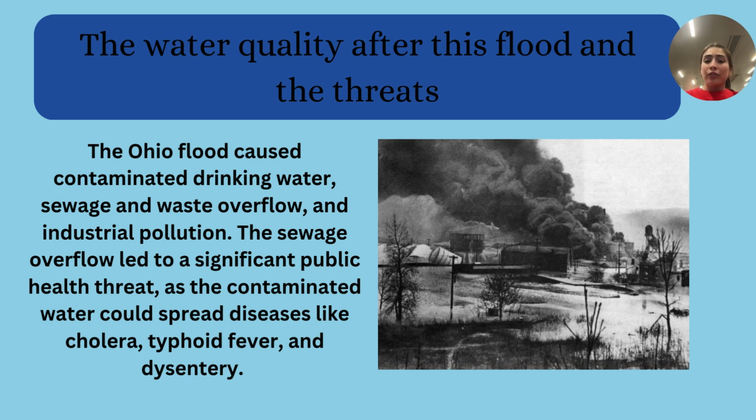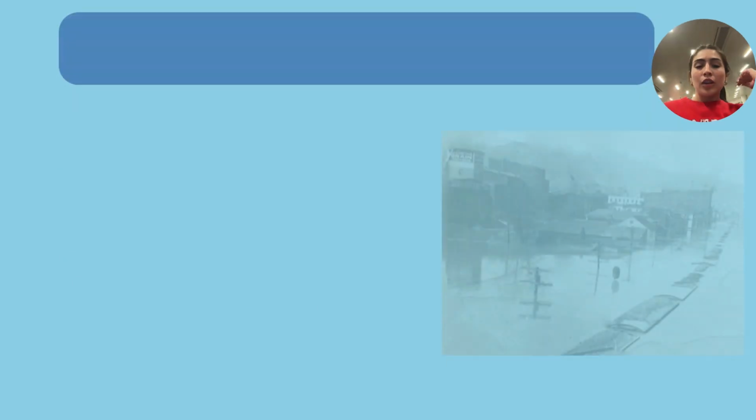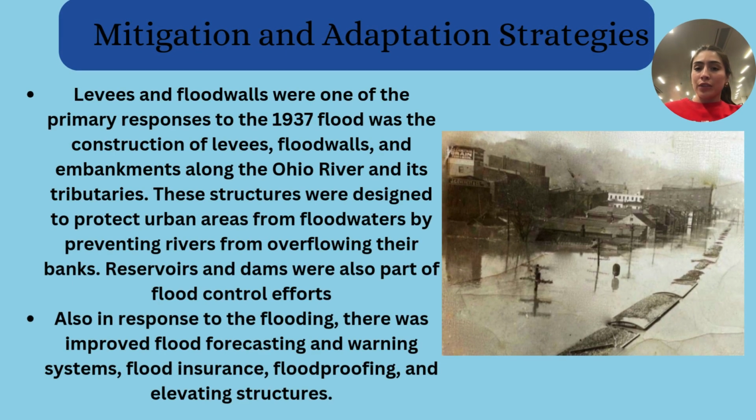The Ohio flood caused contaminated drinking water, sewage and waste overflow, and industrial pollution. The sewage overflow led to a significant health threat, as the contaminated water could spread diseases like cholera, typhoid fever, and dysentery. What did everyone do because of this flood?